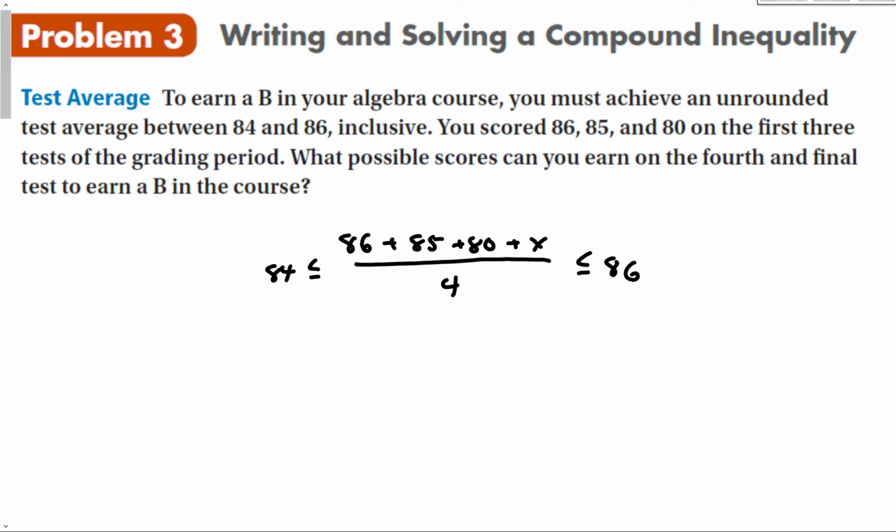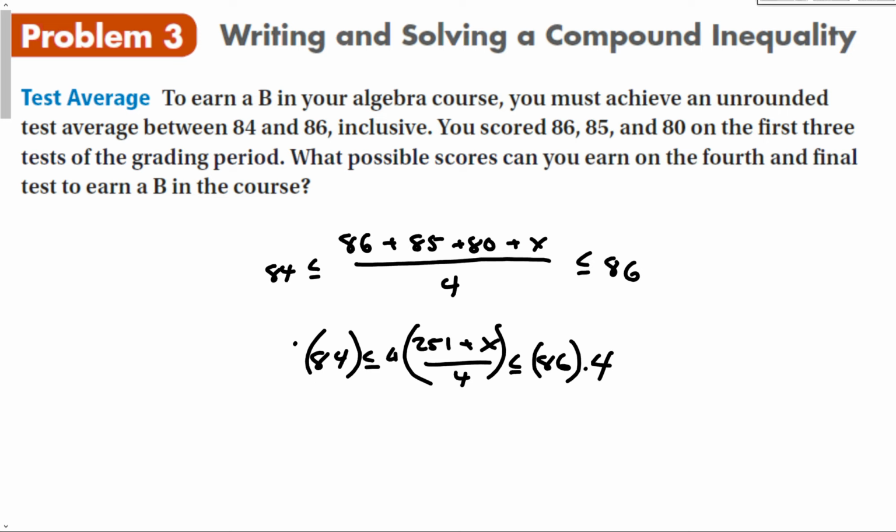Okay, well, before we get going with this, let's simplify. Let's add up the three scores. So we get 84 is less than or equal to 251 plus x over 4 is less than or equal to 86. So now, whatever I do, I have to do to all three parts of this inequality. The left side, the middle, and the right side. So I'm going to multiply by 4. Okay? So that turns into times 4 and times 4.